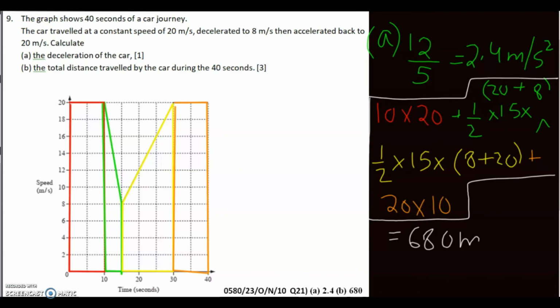Okay, I've made a mistake. This length here is, the height of this trapezium is 5 units. I wrote 15. So this should be 5, and then we'll get the answer 280, which is the answer in the marking scheme.